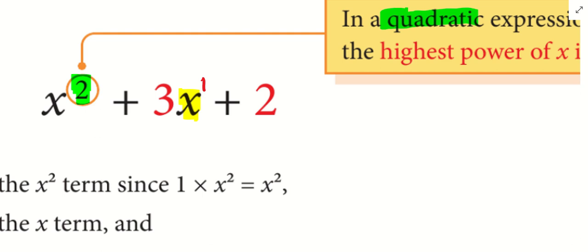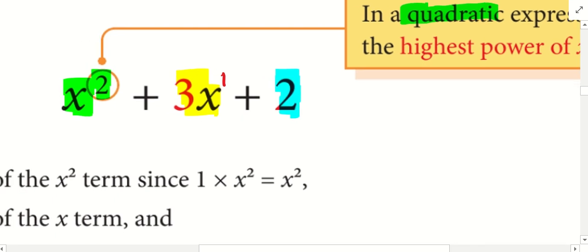So you can see, it's always arranged in terms of x squared. Alright? A term in terms of x, followed by a number. Okay, if the number is by itself, there is no x term. This number is known as a constant.